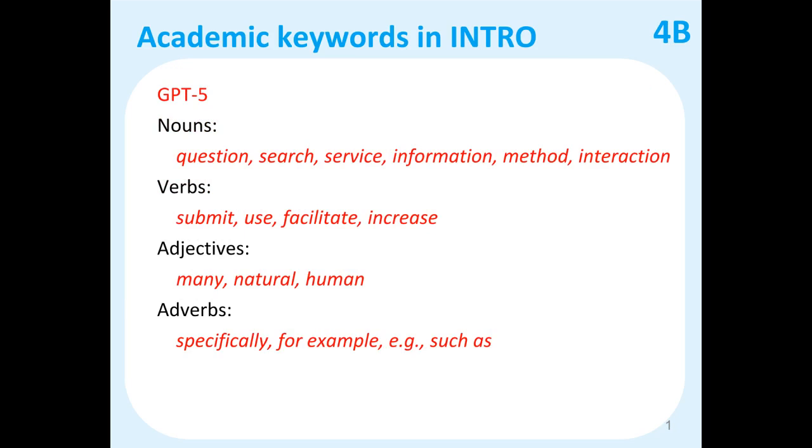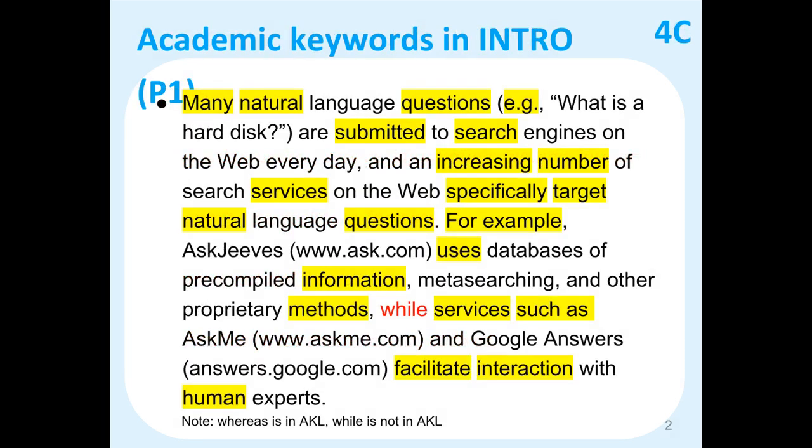For example, nouns like question, method, interaction, verbs like submit, facilitate, increase, and so on and so forth. And then, when we highlight these words in the passage itself, you can see the density of AKL vocabulary in action. So, by combining AI tools with our own critical reading, we get a very clear picture of how academic language is built.